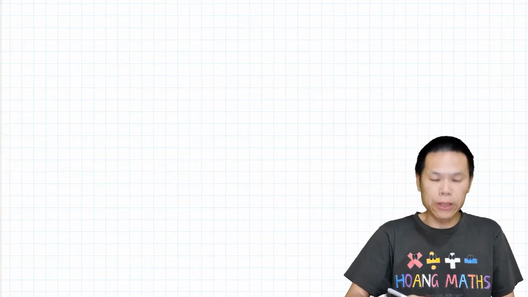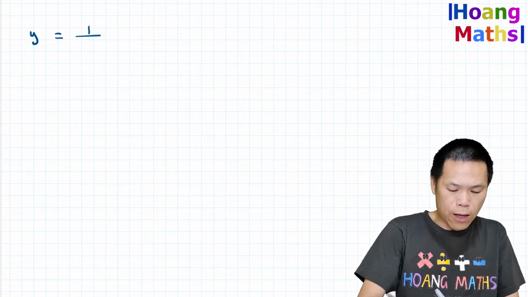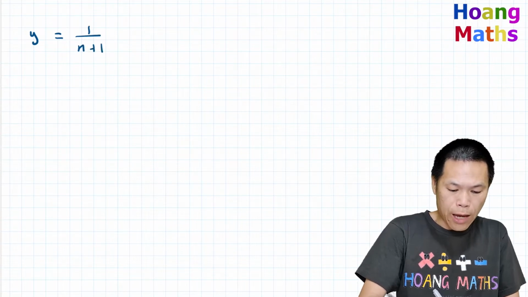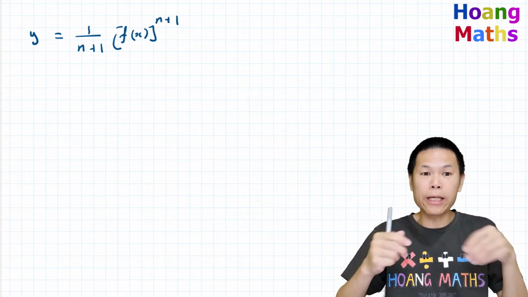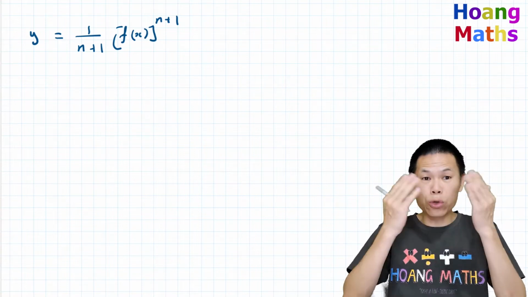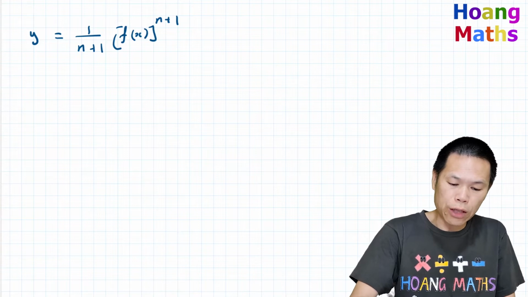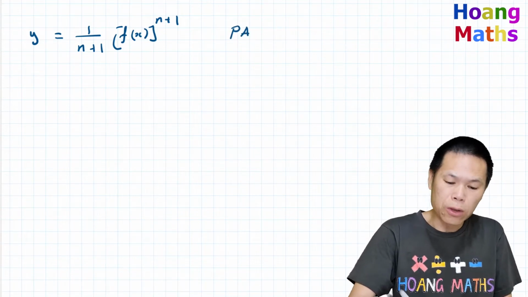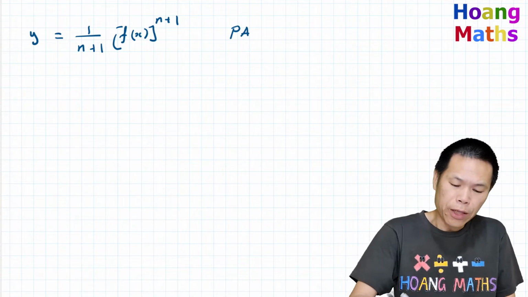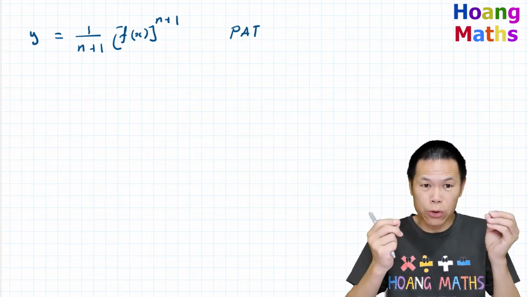Let's say we have a function y is equal to 1 over n plus 1, f of x, to the power of n plus 1. So don't forget, n plus 1 is a constant, okay? To differentiate this, I use the power-angle trick. I differentiate the power, then I times by the differentiation of the angle, and then I times by the differentiation of the trig function. And there's no trig function, so I ignore that, okay?